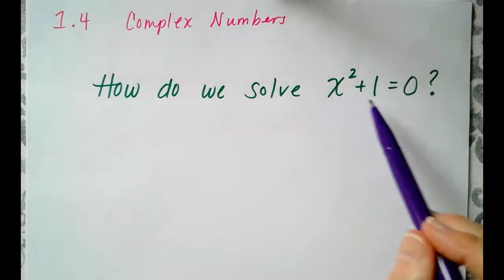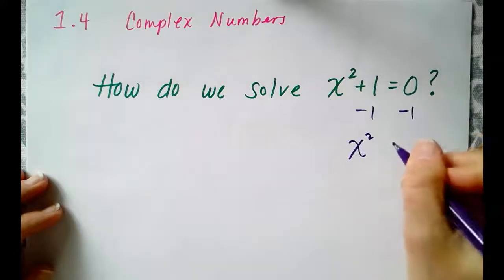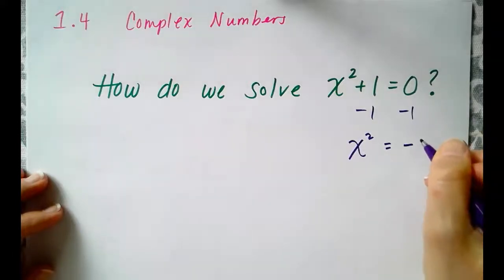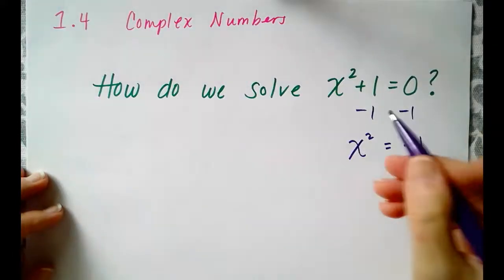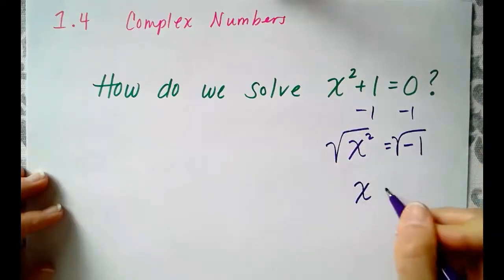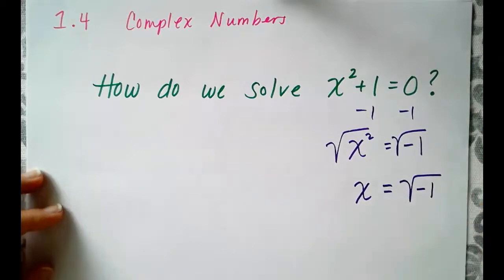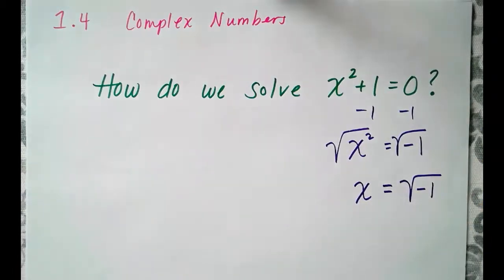So if we have x squared plus 1 equals 0, and we subtract 1, we get x squared equals negative 1, and then we take the square root of both sides, we end up with x equals the square root of negative 1. So what does this even mean? How does it even work? It does have some applications in electrical engineering and such, but how do we deal with this mathematically?